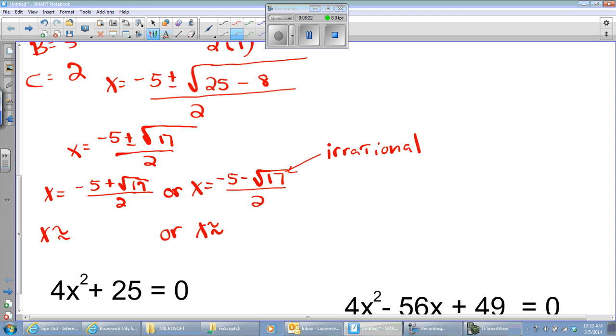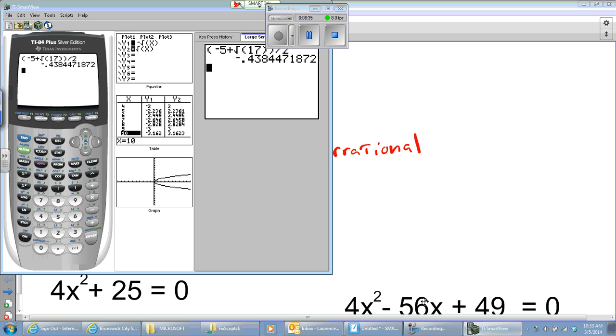So one answer was negative 0.438, and that's a rounded answer, of course. But don't just assume the other one's going to be positive of it. It's not. Before I do the other one, I'll show you the other way to type this. So you could go negative 5 plus the square root of 17, get your answer, and then divide by 2. And then notice I get the same exact answer.